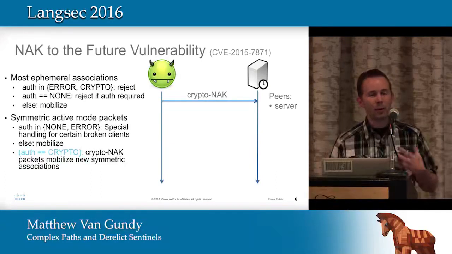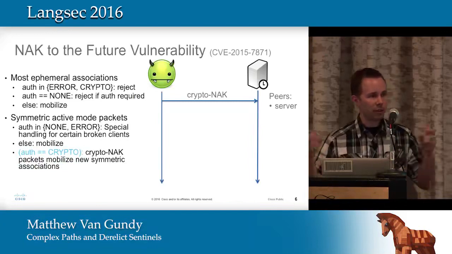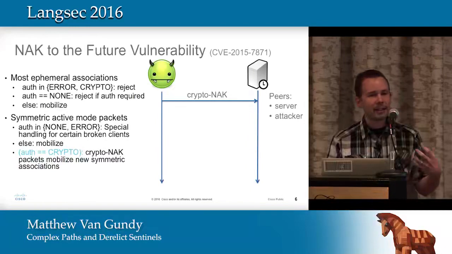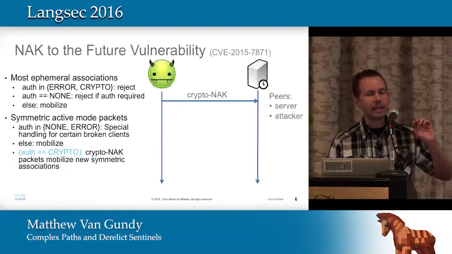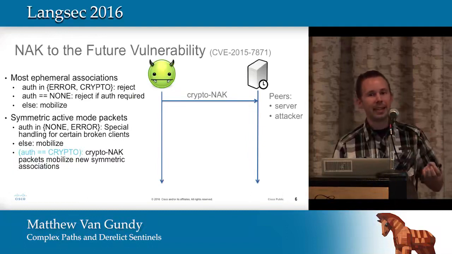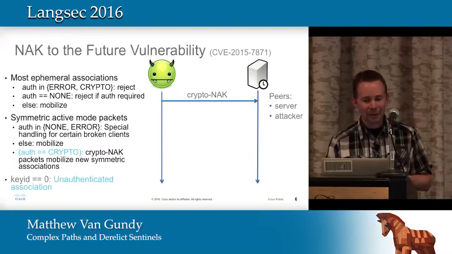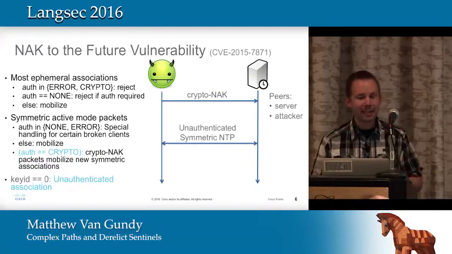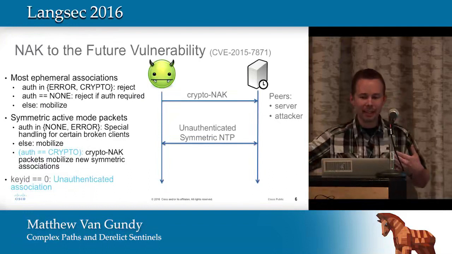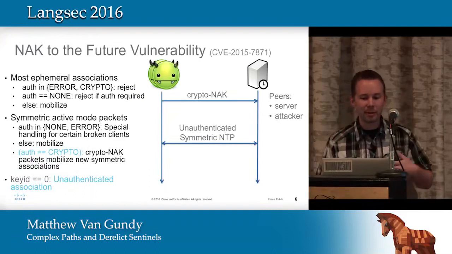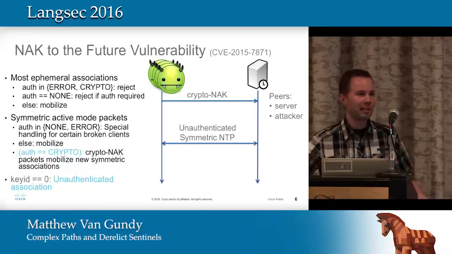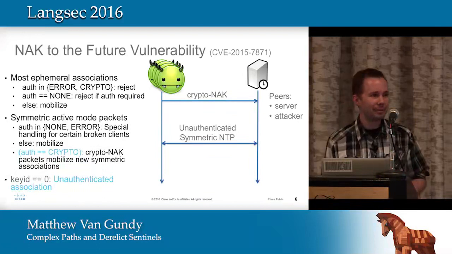And so we might ask at this point, how does the attacker know what key to use to communicate over what should be an authenticated association? Well, it turns out that NTP also reuses key ID 0 internally to mean it's unauthenticated. So that crypto NAK packet sets up an unauthenticated association, at which point the attacker can just use unauthenticated symmetric NTP and control the victim's clock. And the attacker can do this as many times as necessary to override any legitimate time sources a victim might have.